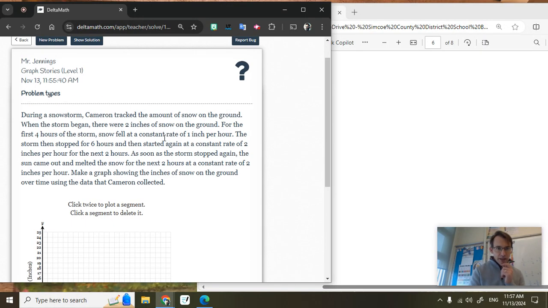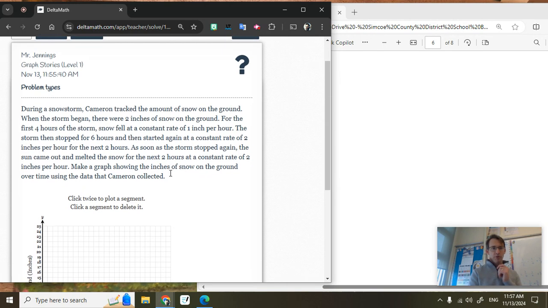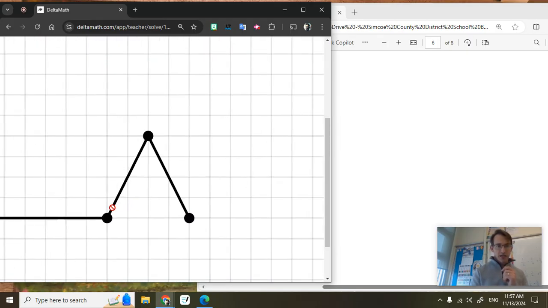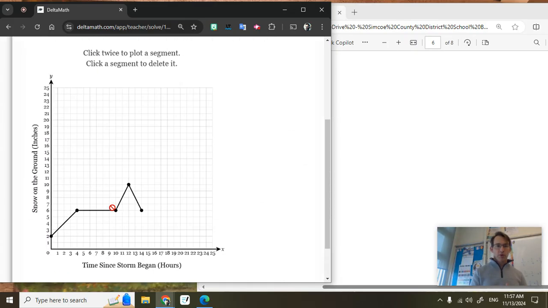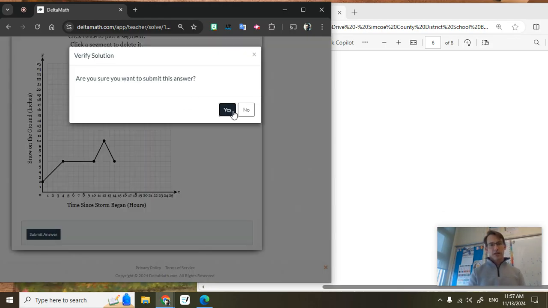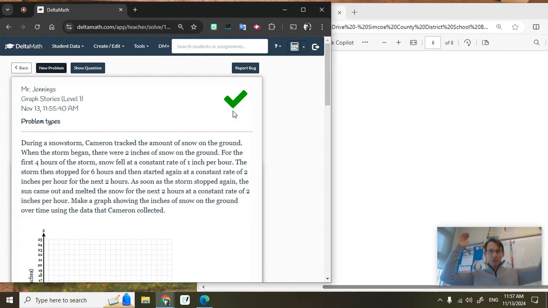Cool. And then, as soon as the storm stopped again, the sun came out and melted the snow for the next 2 hours at a constant rate of 2 inches per hour. Okay, so we're going to go from here, and we're going to lose that much snow. That's 2 per hour. As you can see, every hour goes by, we go down 2. So it matches the story. All right, this is what we're being asked to do, is create these graph stories. Let's submit. And don't forget to give yourself a pat on the back when you create a nice graph story.